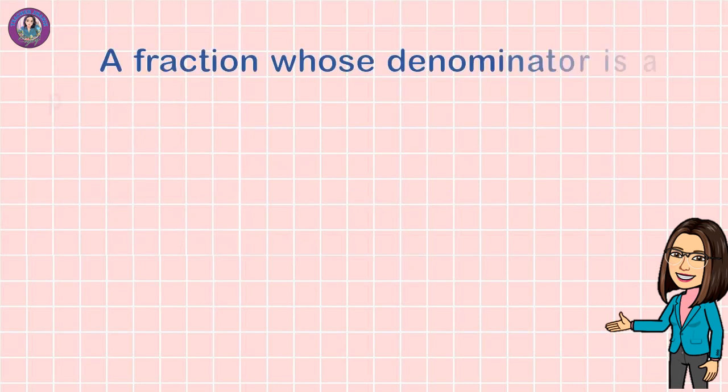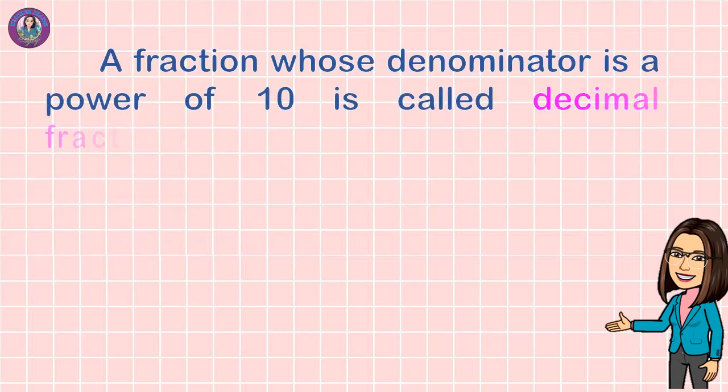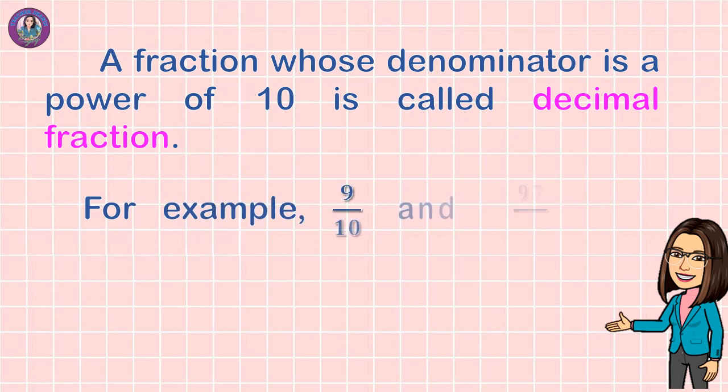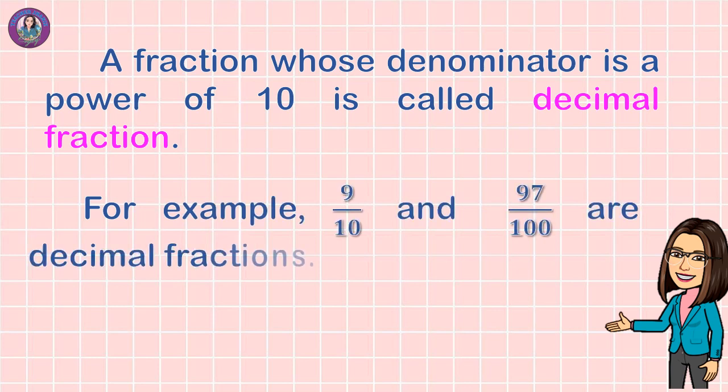A fraction whose denominator is a power of 10 is called a decimal fraction. For example, 9/10 and 97 hundredths are decimal fractions. When we say powers of 10, these are 10, 100, 1000, 10,000, and so on.